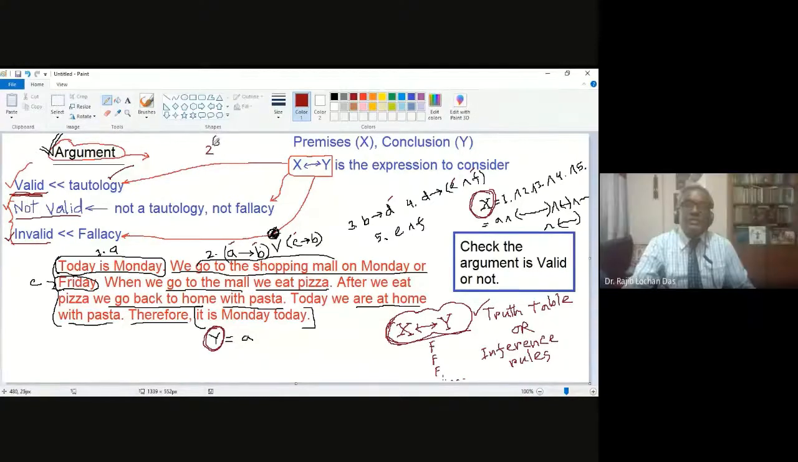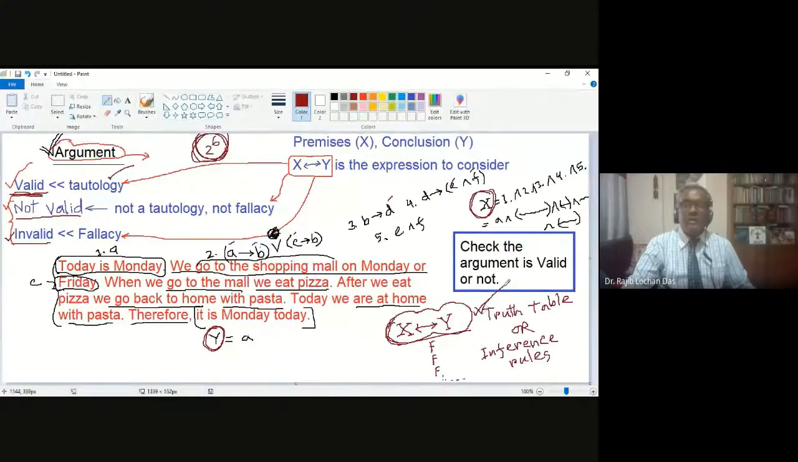Actually, you have 6 variables A, B, C, D, E, F. So in the truth table, you need 2 to the power 6 lines, which means 64 lines. So you make 64 lines in the truth table and then go column by column. So it will be very big, but it is easy. This is the truth table method.